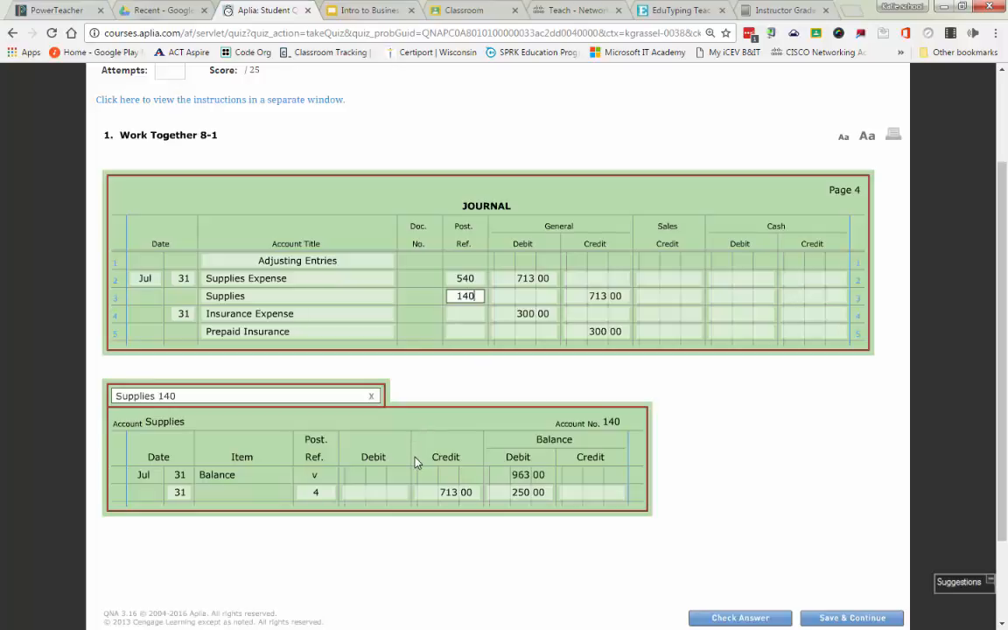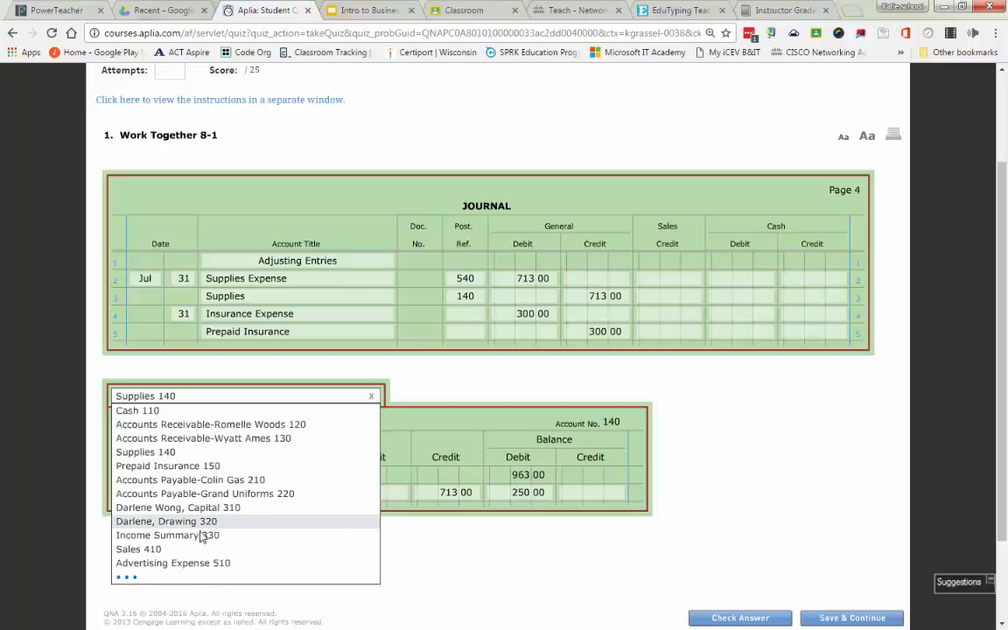Okay, so posting is nothing new. I'm just going through and reviewing with you the exact steps on how we post. The last step that I do is I take my account number 140, and that goes back up on my journal to say I just posted line 3 of my journal. I'm going to do the same thing for insurance expense.